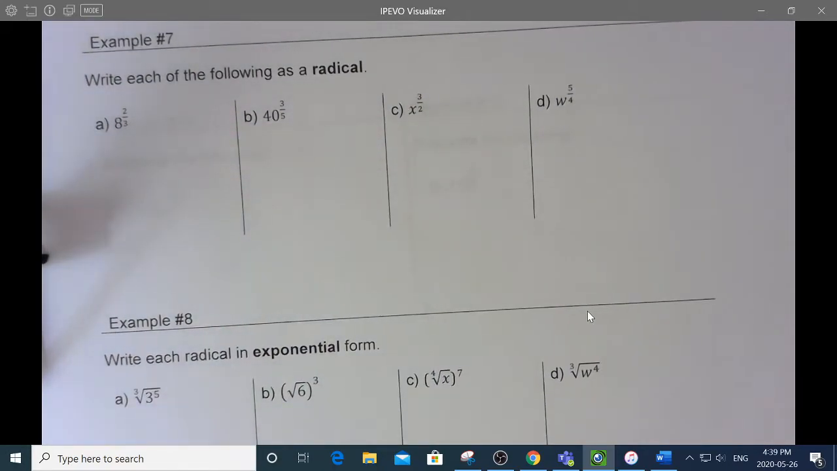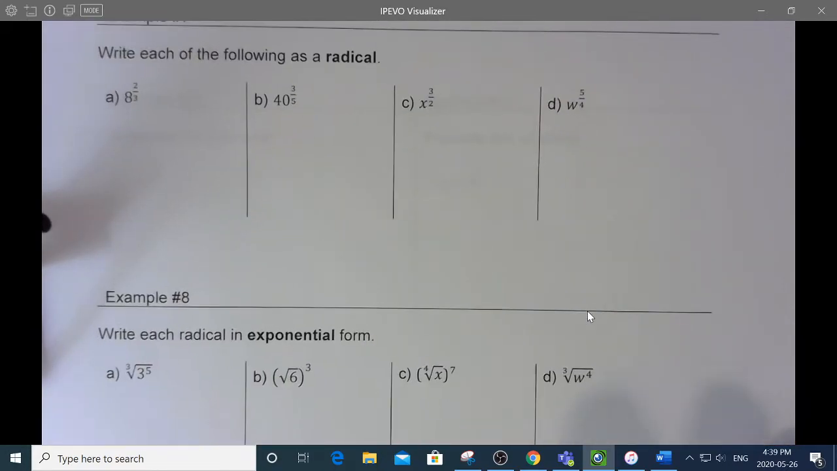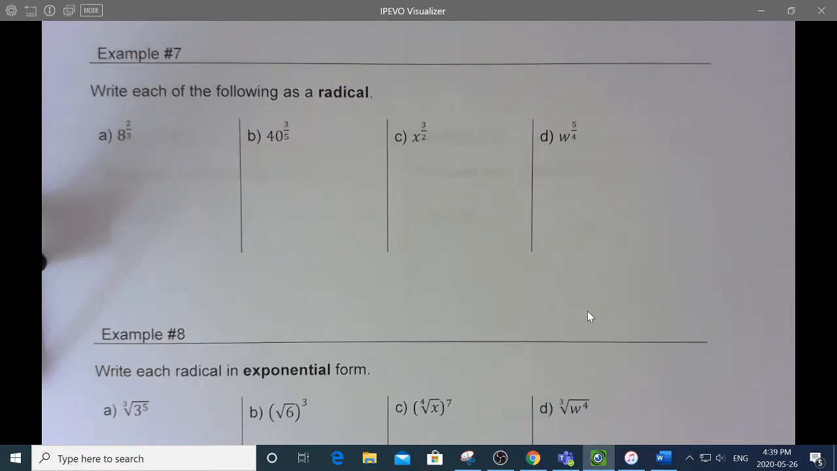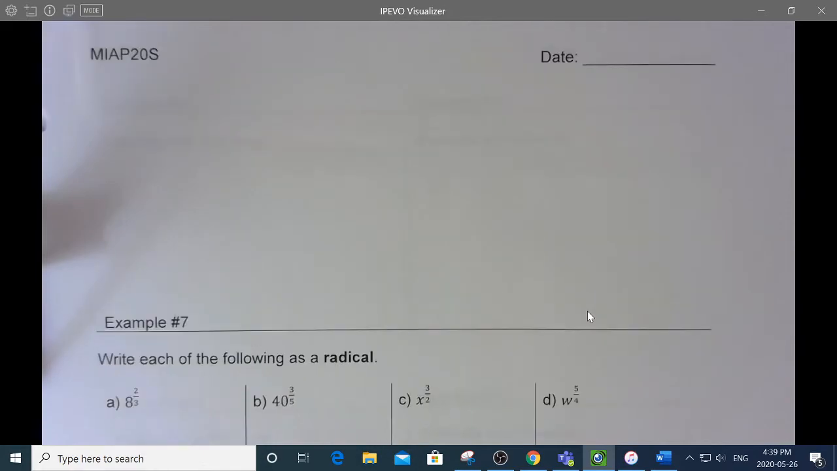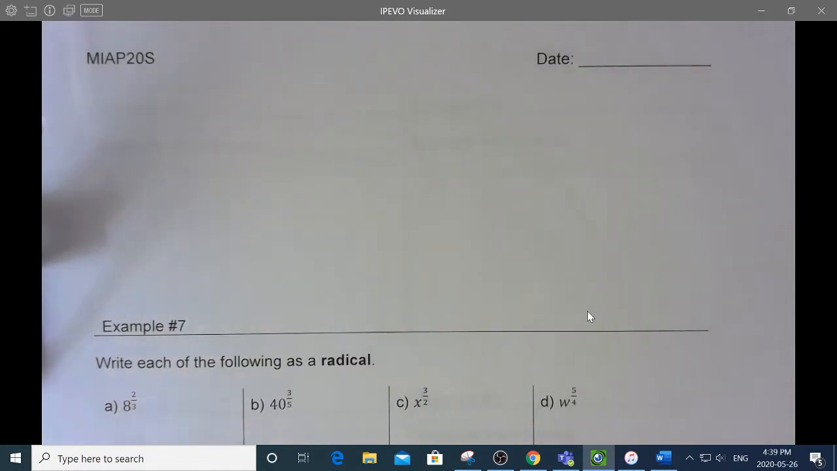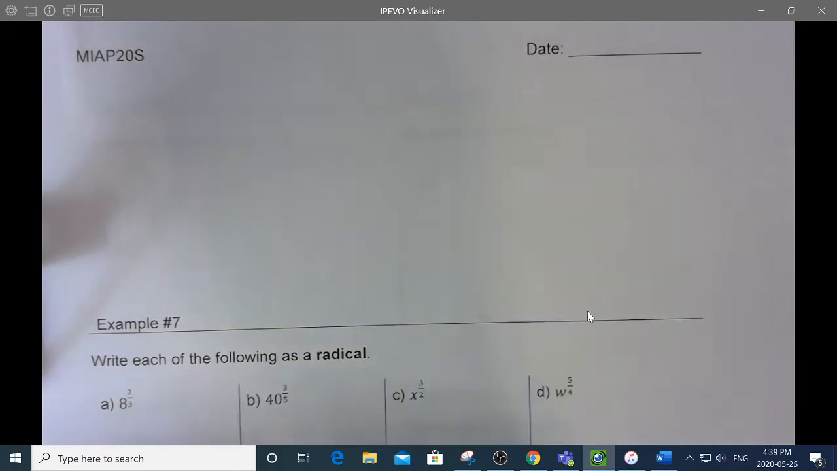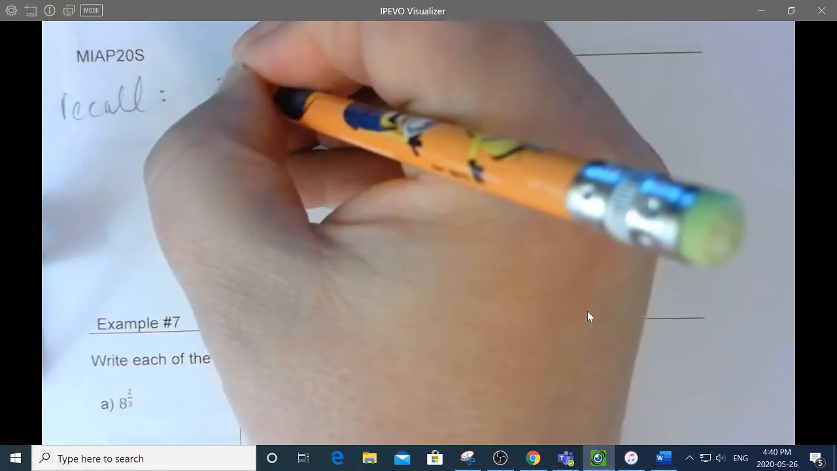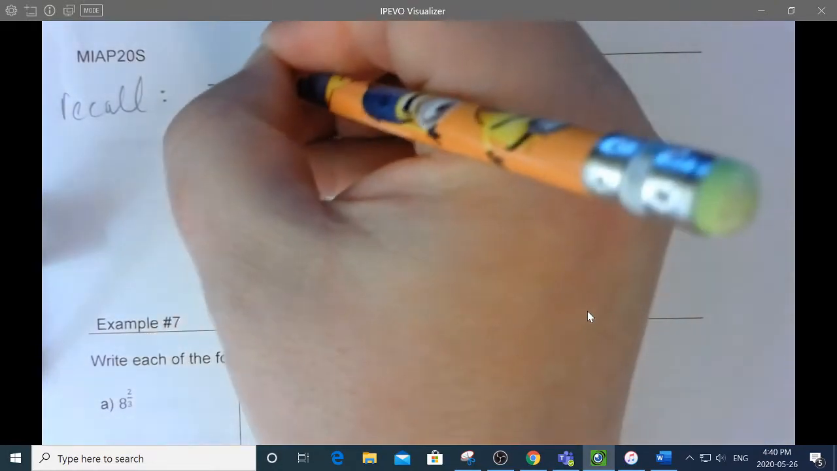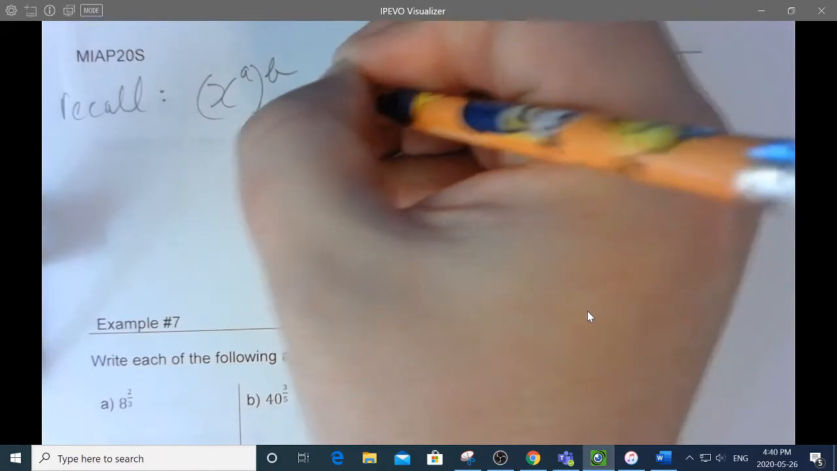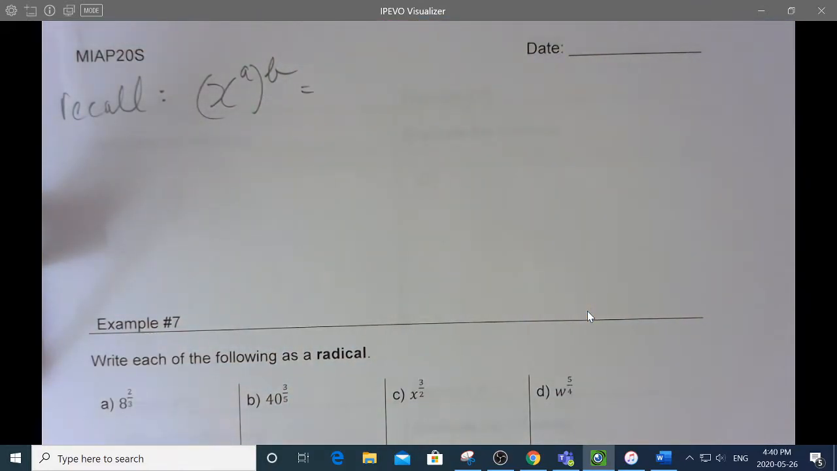I have no idea why there's all this space at the top of this page. I have nothing to write there, so I'm just going to keep going. Now, let's write these as radicals. Oh, yes, they did leave space here for a reason. Ah, okay, excellent. Extra rule here. Recall from grade 9 that if you have a power of a power, do you remember what you do with the exponents?